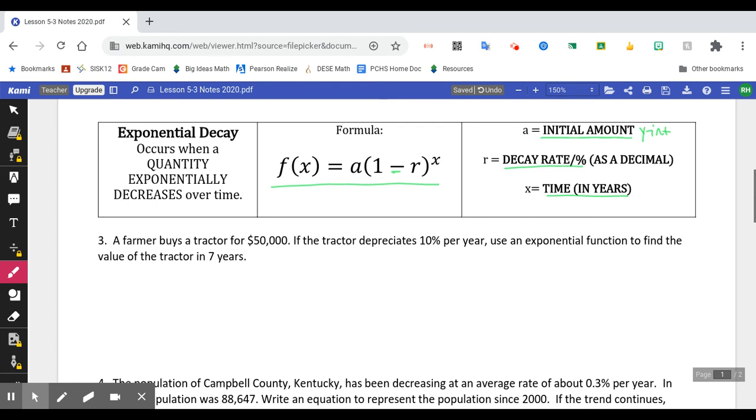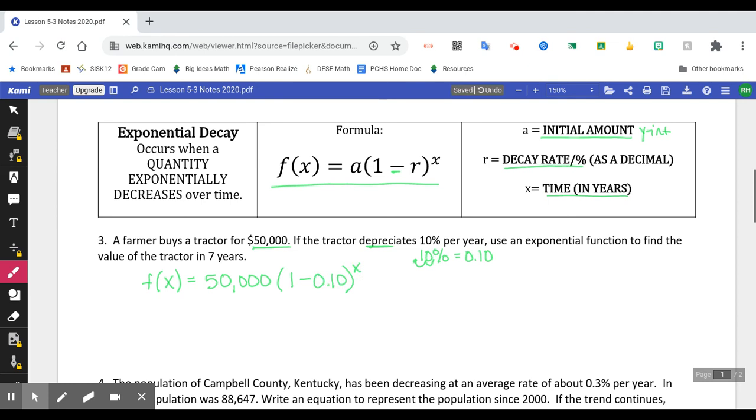Okay? So, first one. A farmer buys a tractor for $50,000. If the tractor depreciates, which means decreases in value, 10% per year, use an exponential function to find the value of a tractor in 7 years. Okay, so here we go. Same thing. F of x equals a, so $50,000 is what my tractor starts off at, times 1 minus, because it's depreciating, 10% as a decimal, 1, 2. So it's going to equal 0.10 and then to the x, right?